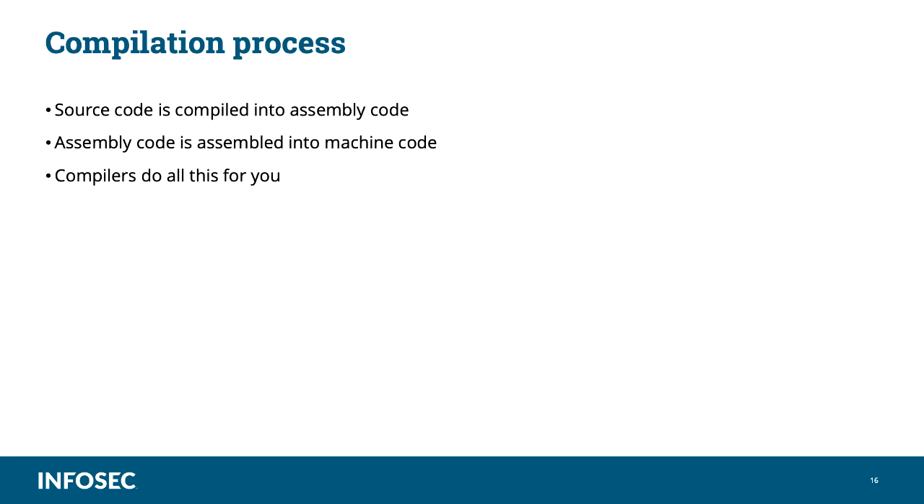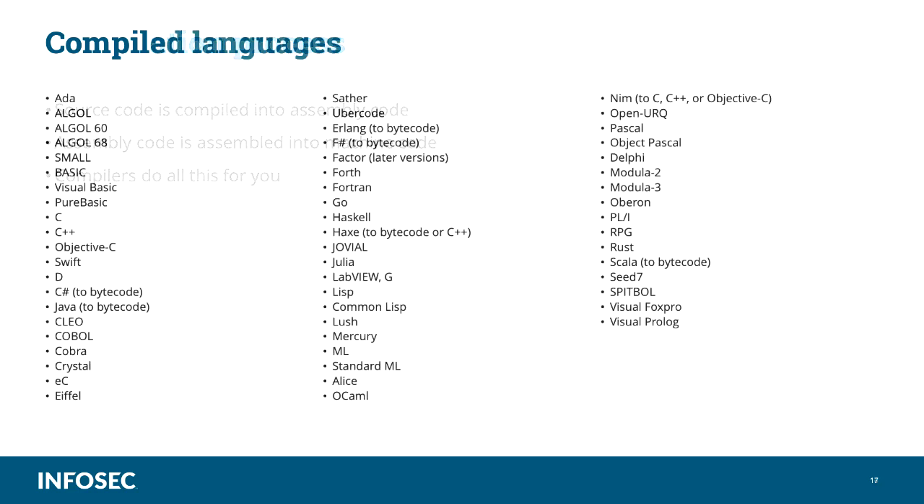Talking a little bit about the compilation process, when you've been writing code in higher level languages and you compile it, what's actually happening for you is that source code is compiled into assembly code, and that assembly code is then assembled into machine code. Your compiler has been doing all of this for you every time you hit build. There are a lot of compiled languages out there, so understand that the assembly we're talking about is not just limited to one or two languages. It's any compiled language that's getting built to assembly code.